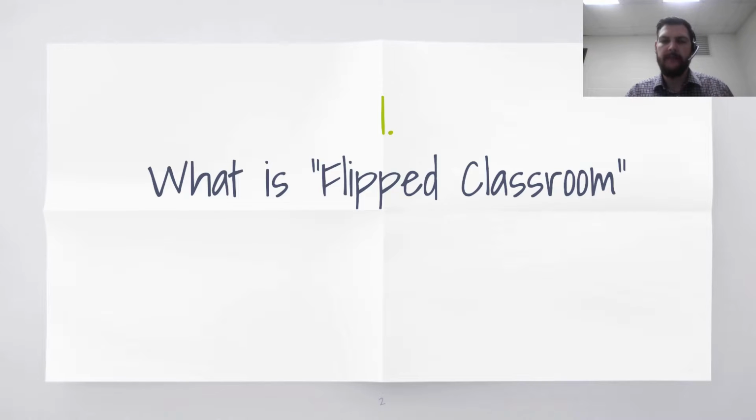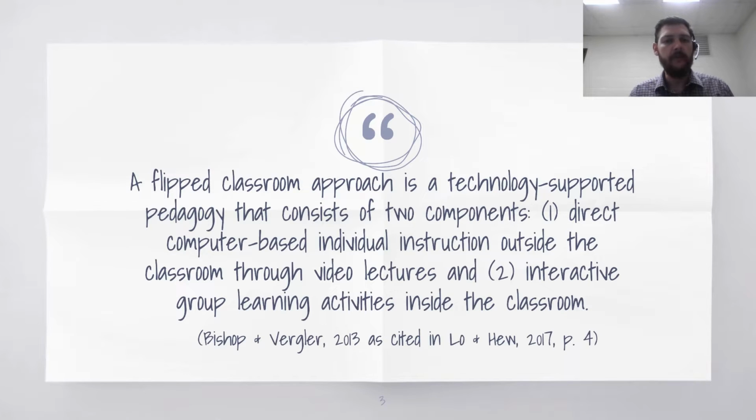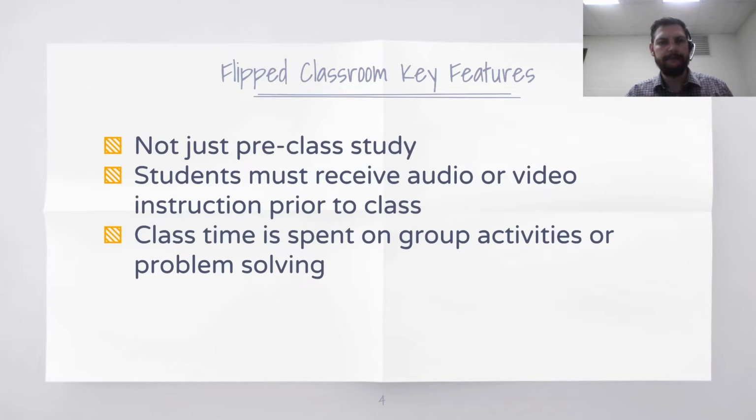What is a flipped classroom? A flipped classroom is an approach that's technology-supported pedagogy, that consists of two components: direct computer-based individual instruction outside the classroom through video lectures, and interactive group learning activities inside the classroom. So both of these things are key pieces that are important in defining what a flipped classroom is.